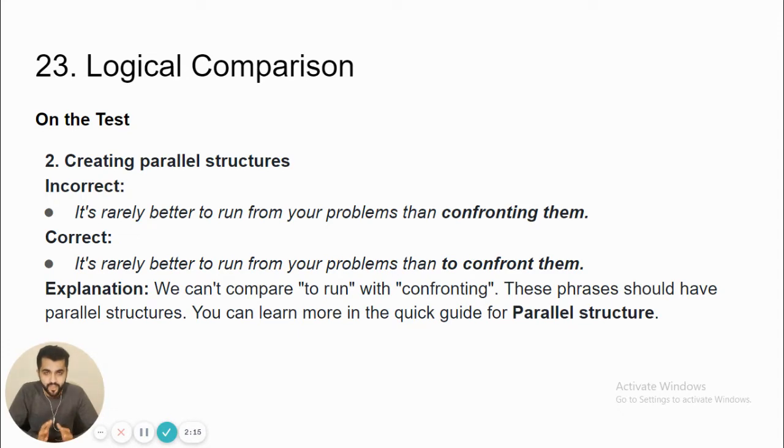So to compare them, we should make sure that the structure throughout the sentence is the same, right? So the explanation is quite simple. We can't compare to run with confronting. These phrases should have parallel structures. You can learn more in the quick guide for parallel structure, which we have already gone through.